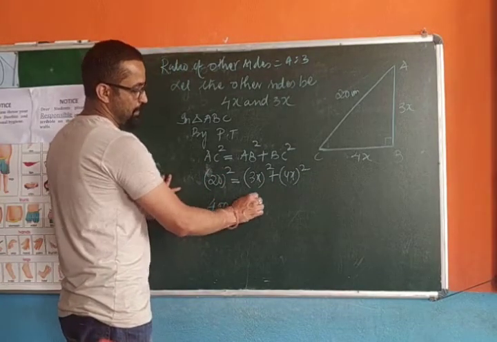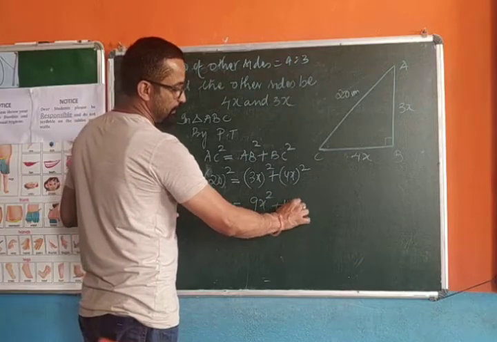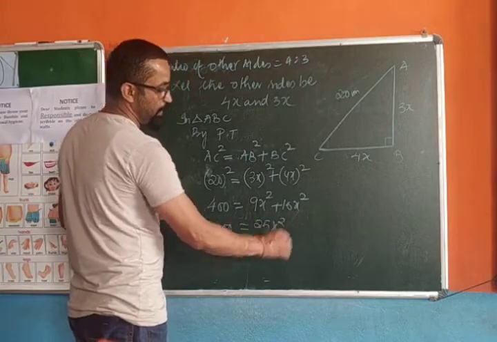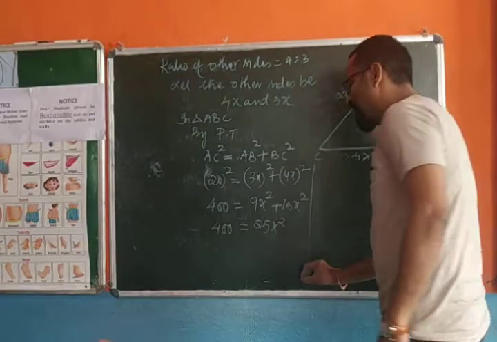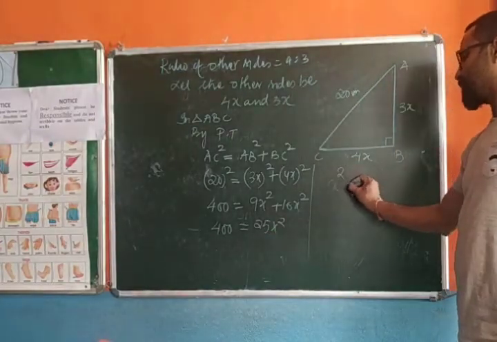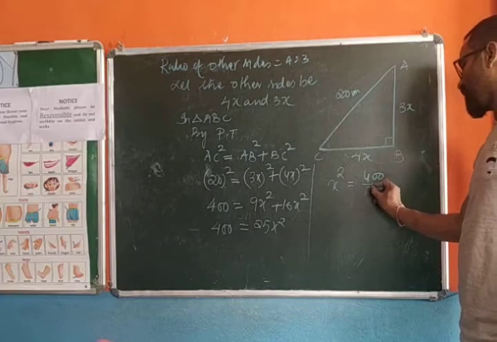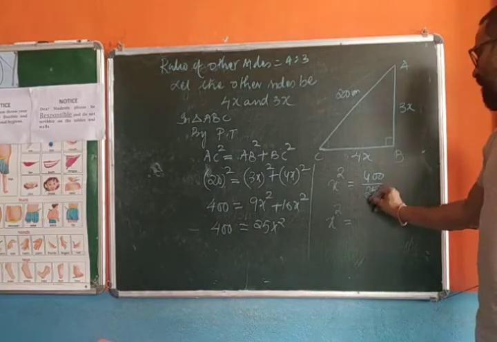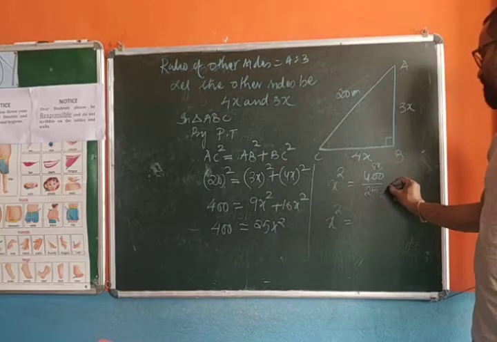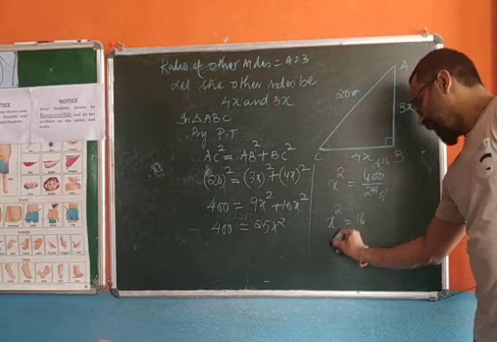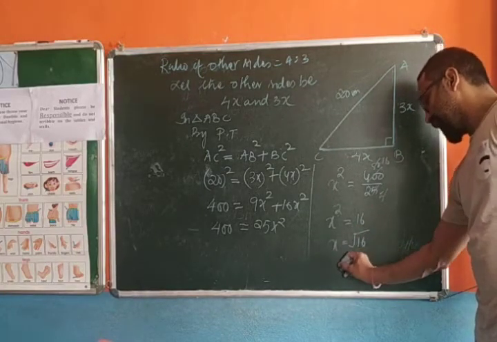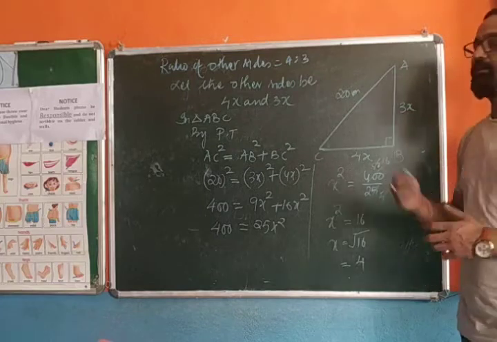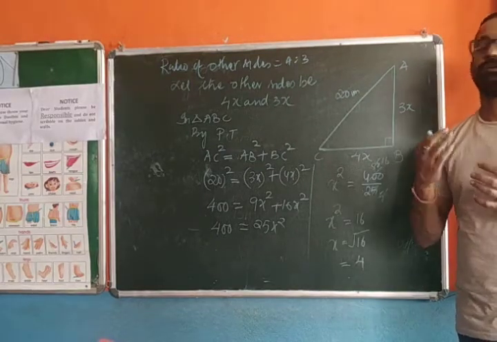400 is equal to 9x squared plus 16x squared added up. 400 is equal to 25x squared. Simplify this, make x squared the subject of the formula. x squared equals 400 divided by 25. Cancel it, x squared equals 16. x is equal to root 16 and the square root of 16 is 4. Do not take plus and minus because you cannot have negative values for the sides.